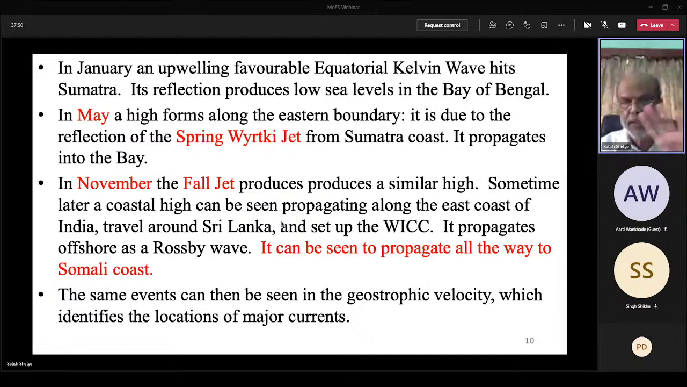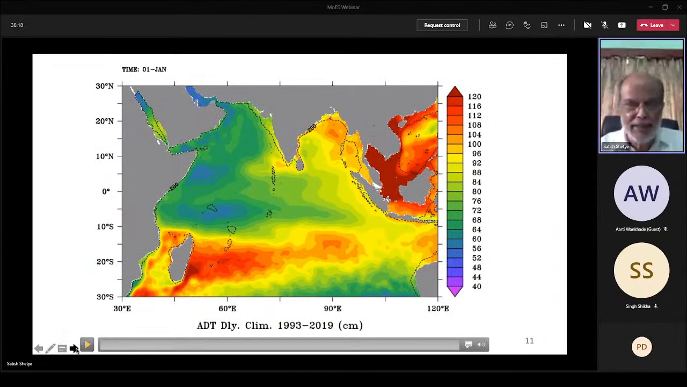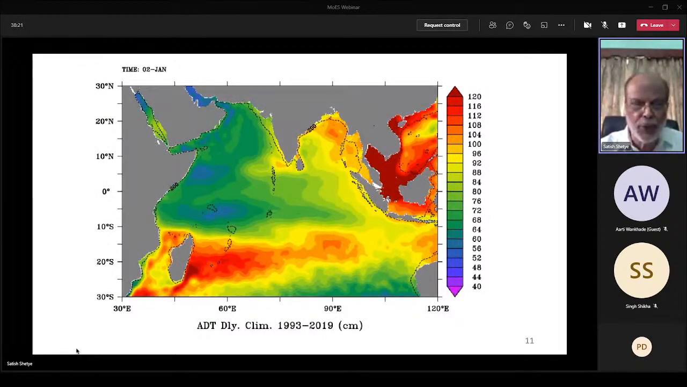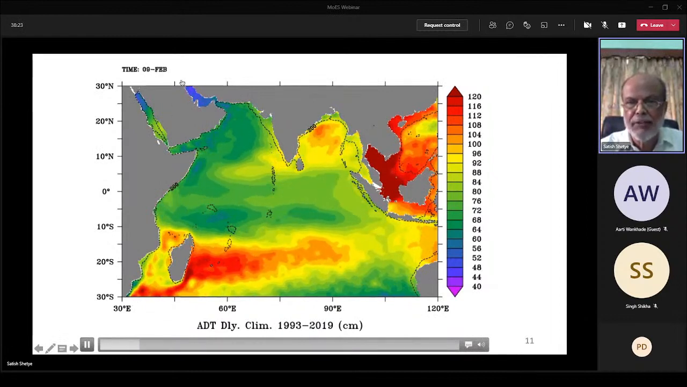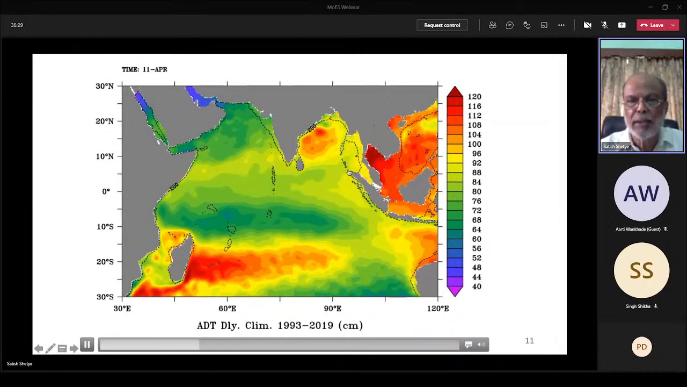This is something which was not expected during IIOE days, that something that happens in the Bay of Bengal will have an impact on the Somali region. And I will then show you the same events in the geostrophic velocity, also distributed by Aviso, from which I've just made a climatology. Okay, so let me run the first movie. And please keep in mind those events which I showed you. Okay? This is January, February, you find a low happening along the coast.